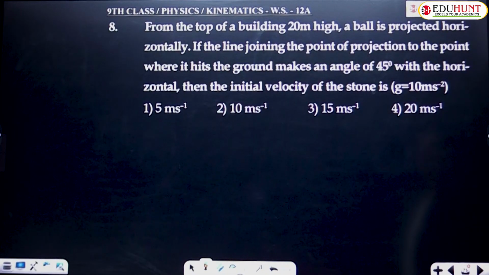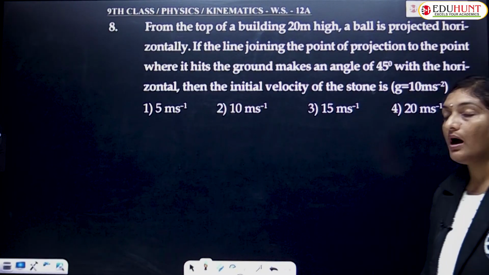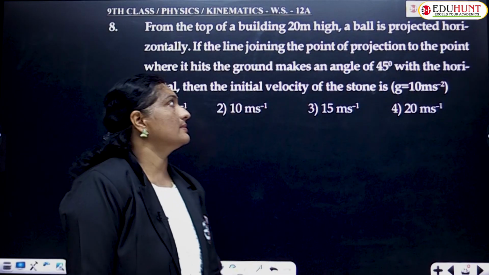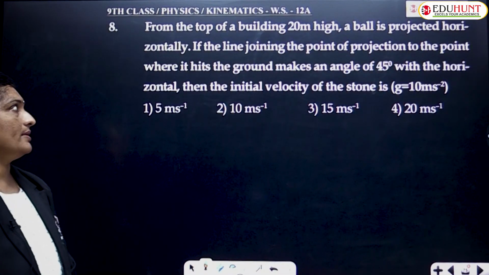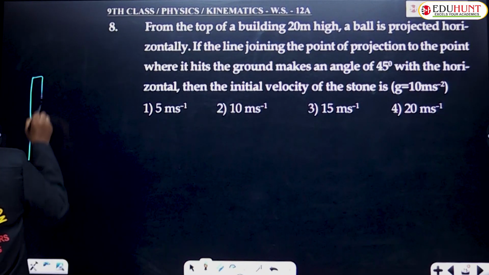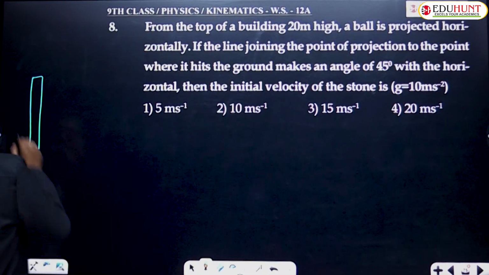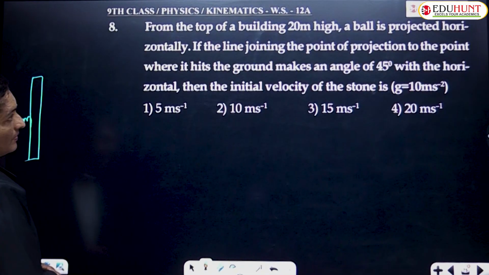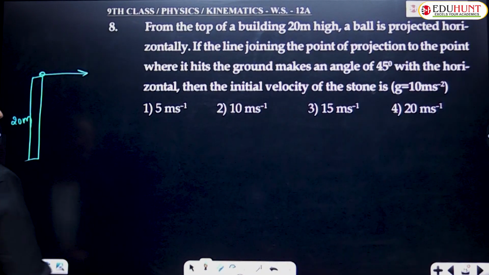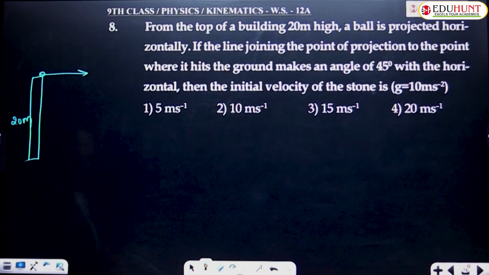From the top of a building, 20 meters height. So, now what is given? A building is given whose height was 20 meters. A ball is projected horizontally. From the top of a building whose height is 20 meters, a ball is being projected horizontally.